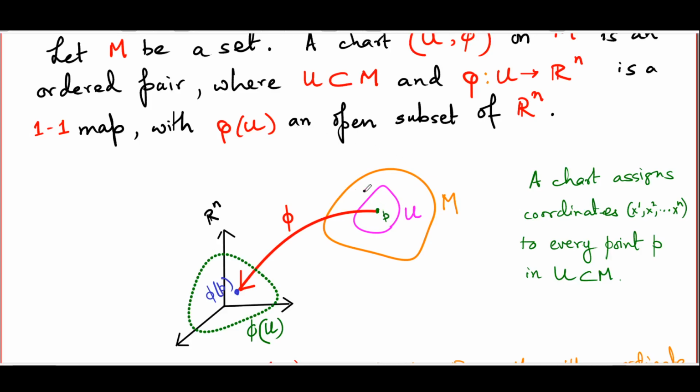Specifically, the point P has been pulled to this blue point here in Rn, which is of course called phi of P. Now this point phi of P is a point in Rn, so it can be depicted by n real numbers. And these n real numbers can be called x1p, x2p and xnp. And this helps us understand how a chart phi assigns coordinates x1, x2, xn to every point P in U.